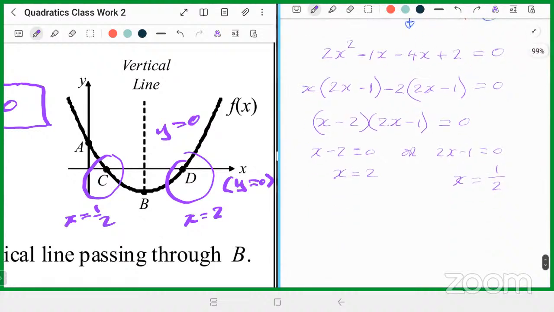So we're going to say then, this one is for C. So the coordinates of C, I put in the x value first in the bracket at all times. X value at C is a half, and y value at C is 0 because it's on the x-axis.